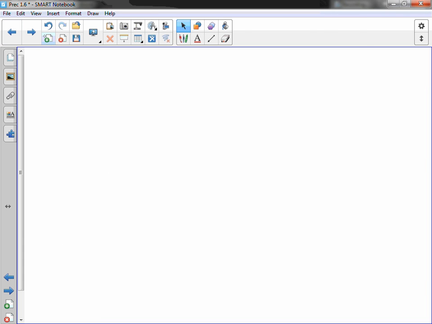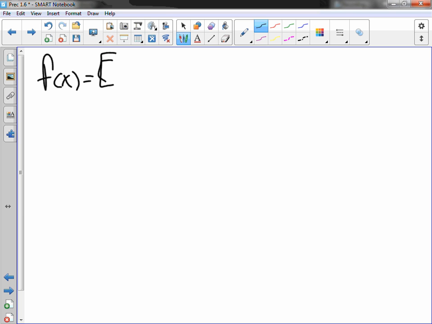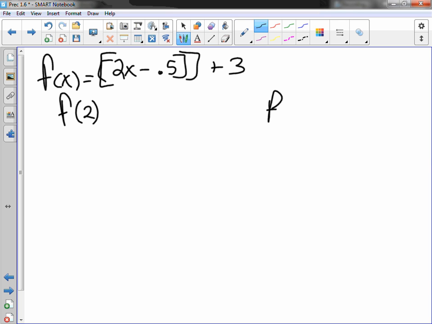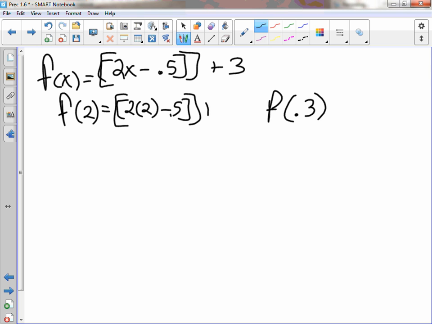So we'll do one more example of this here. So let's say f of x is equal to the stair step of 2x minus 0.5, plus 3. And we'll do two numbers, f of 2 and f of 0.3. So f of 2, inside our stair step we'll have 2 times 2 minus 0.5. And then outside we have plus 3.